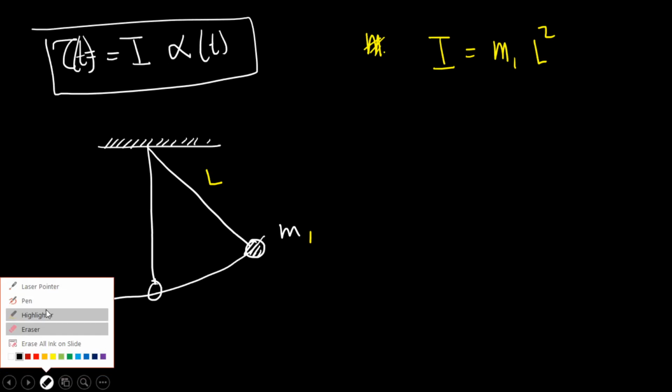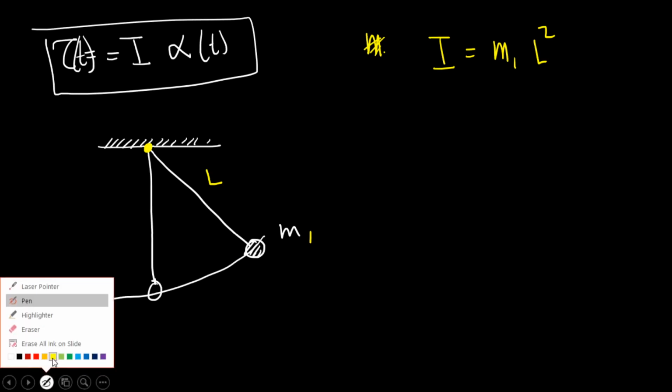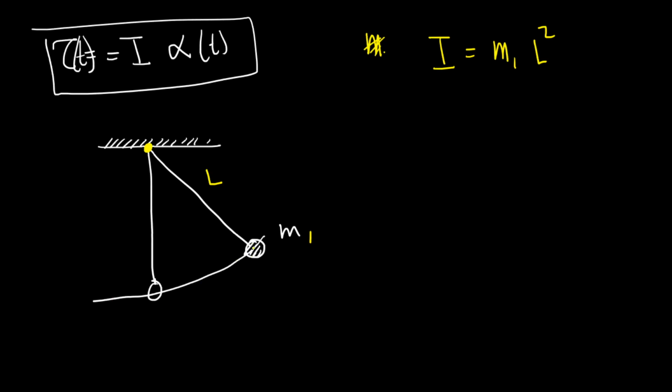Now just to remind you that this is pure rotation, and this is the axis which is perpendicular to this point and perpendicular to the board. So I got I, and so what is tau? Let's try tau. There are two forces acting on the mass, the tensile force and the gravity force.